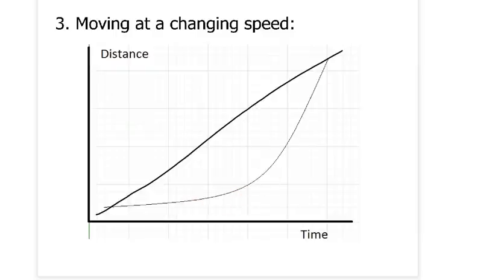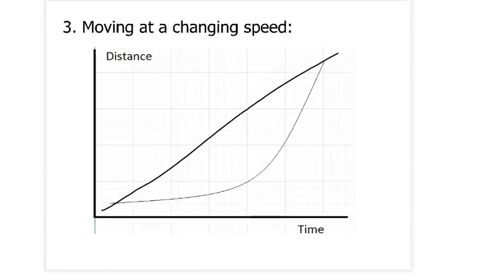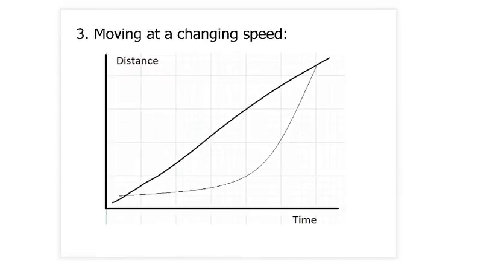So those are the three different things you can plot on a distance-time graph, and basically what they look like. And we'll work again more with this in class.